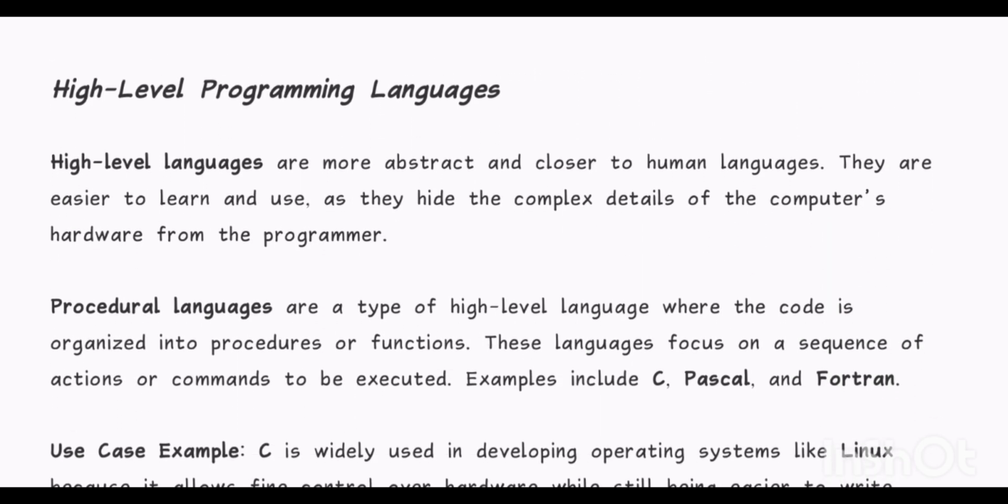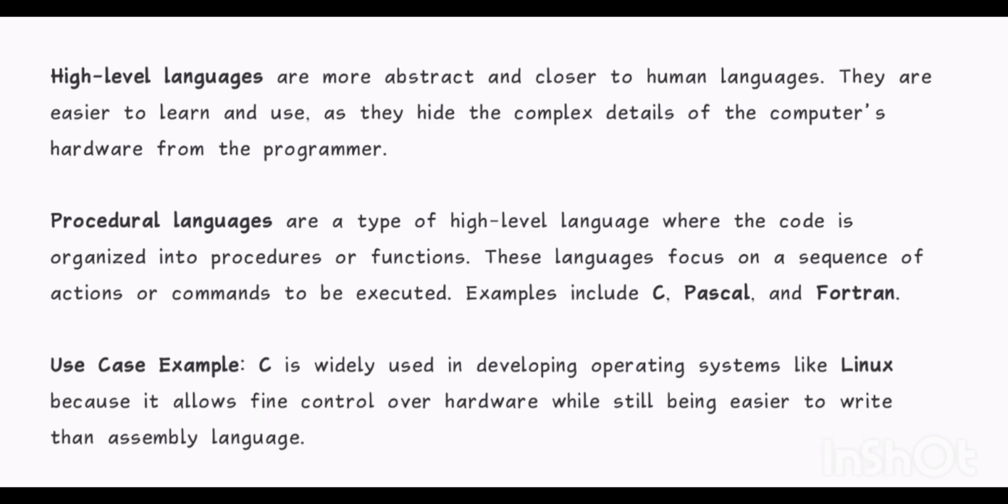High-level programming languages. High-level languages are more abstract and closer to human languages. They are easier to learn and use, as they hide the complex details of the computer's hardware from the programmer. Procedural languages are a type of high-level language where the code is organized into procedures or functions. These languages focus on a sequence of actions or commands to be executed. Examples include C, Pascal, and Fortran.